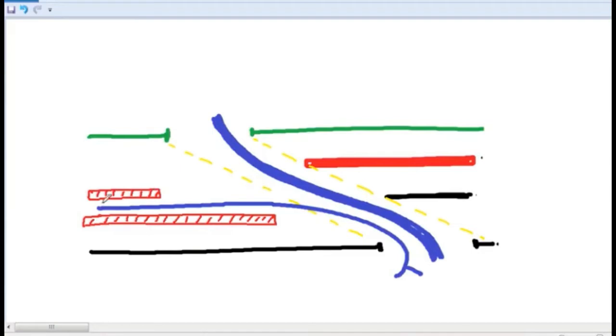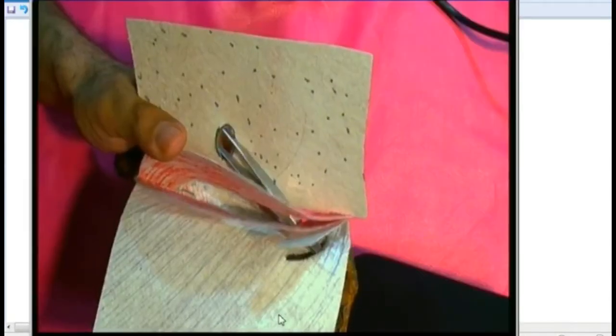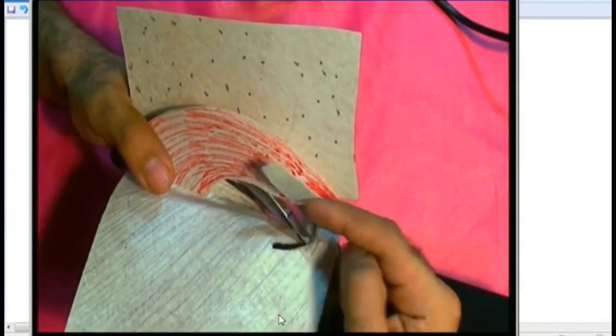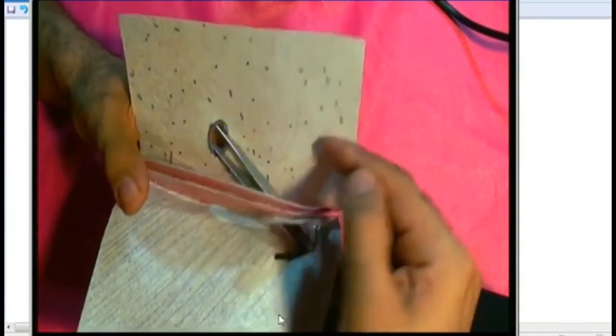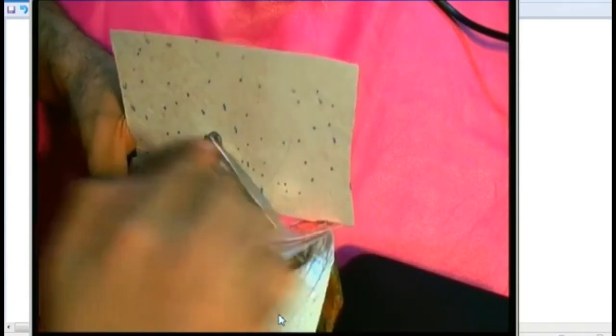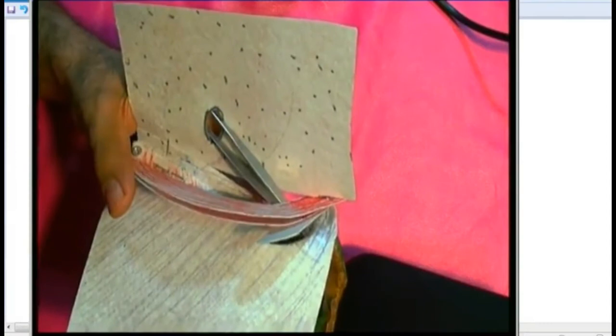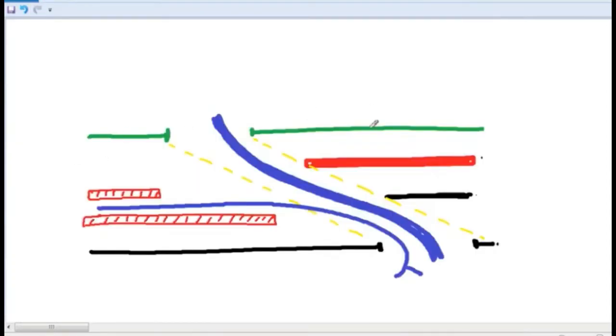The internal oblique and transversus abdominis form the conjoint tendon here. Remember that the conjoint tendon lies behind the reflected part of the inguinal ligament. And after all of that, we have the fascia transversalis with the deep inguinal ring. So this is the cross section through the inguinal canal.